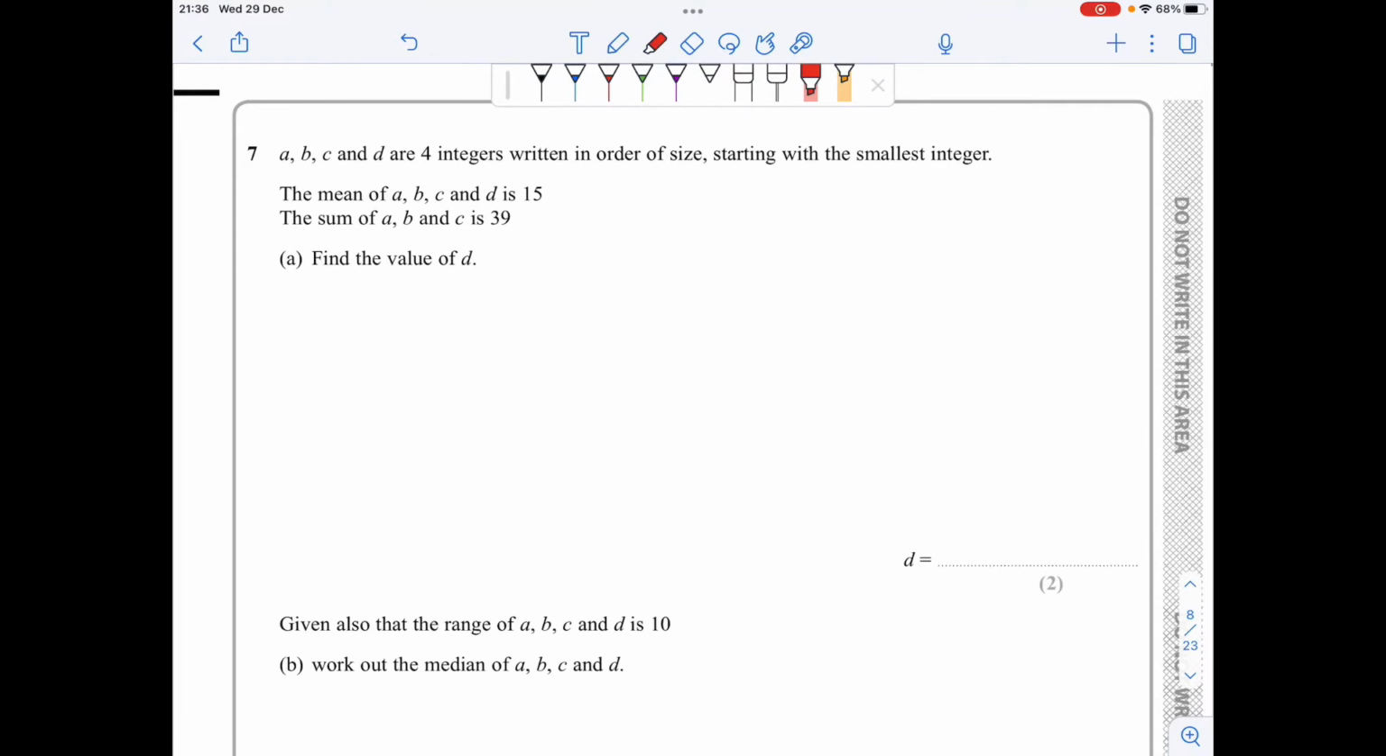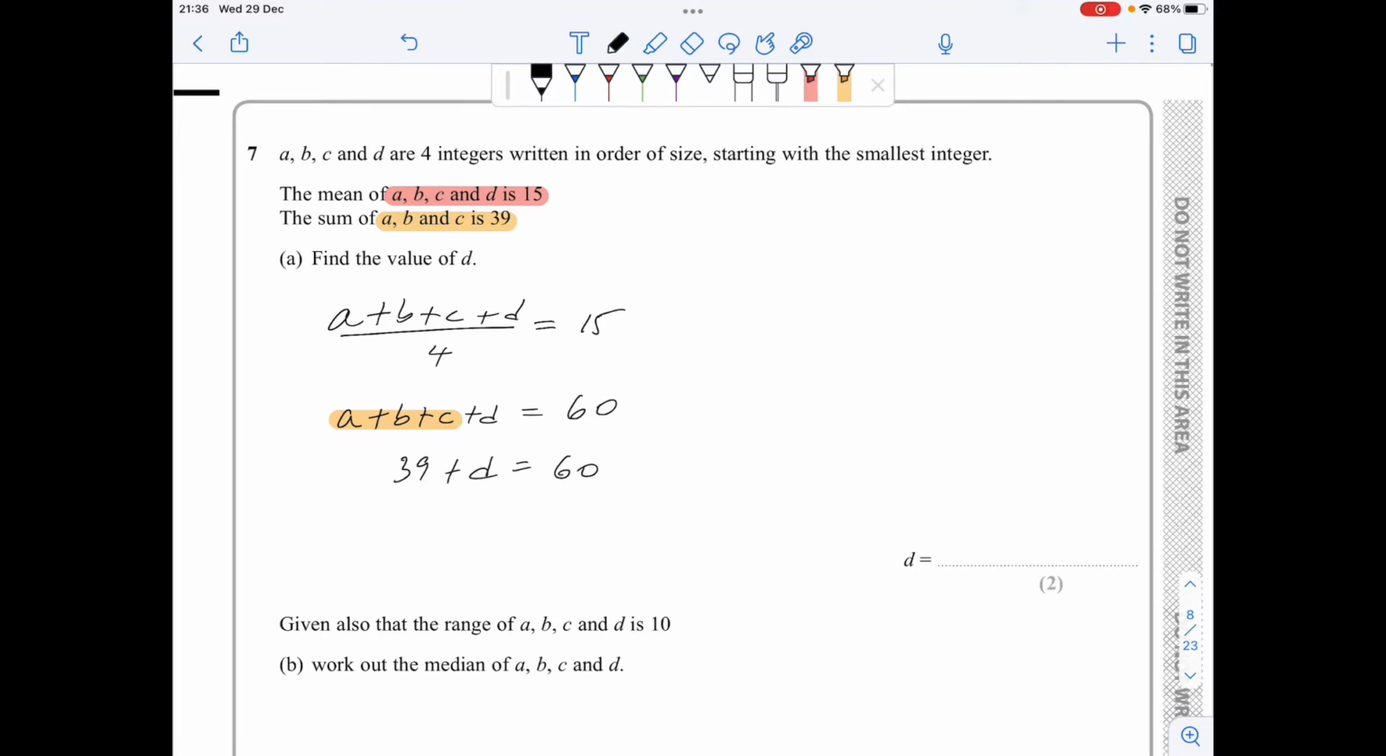Now, since the mean of these 4 numbers is 15, then A plus B plus C plus D over 4 must be equal to 15. So A plus B plus C plus D must be equal to 60. Now the sum of A, B and C is 39, so A, B and C must be 39, and then plus D is equal to 60. So D is 60 minus 39, which is 21.